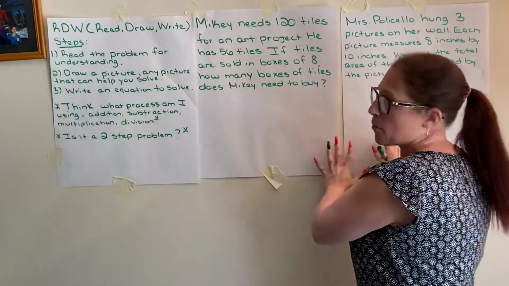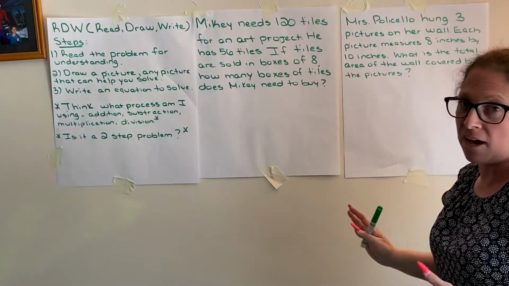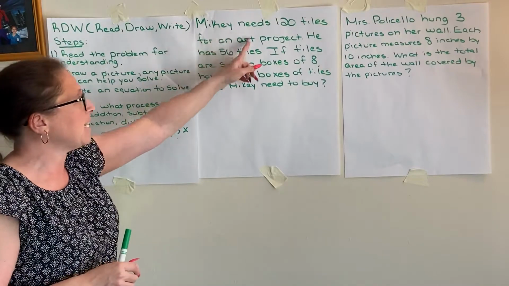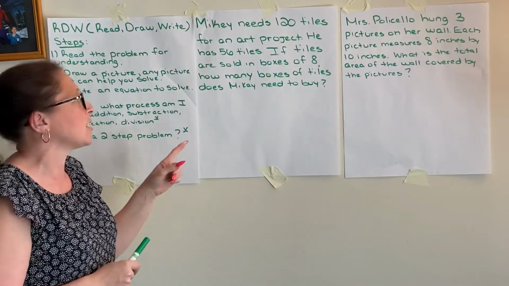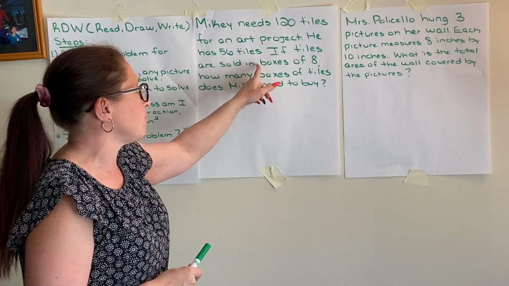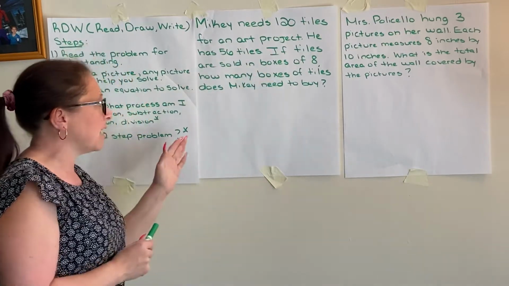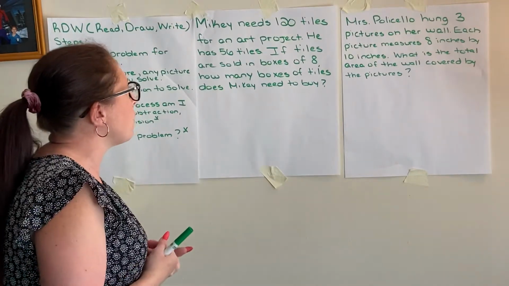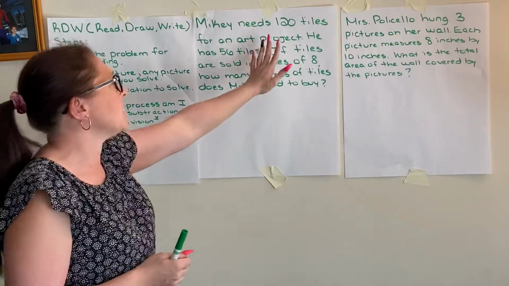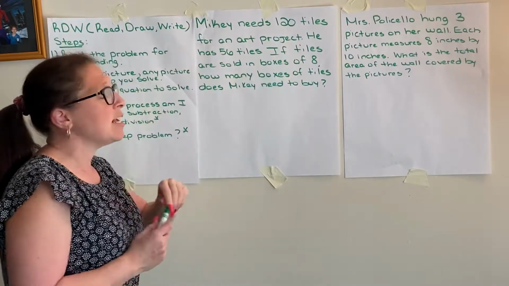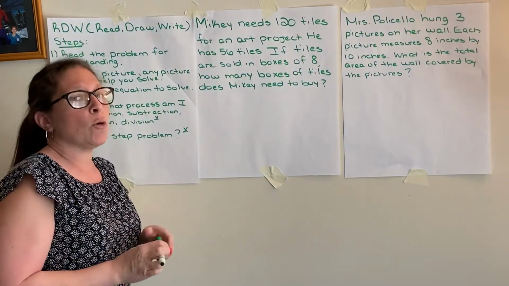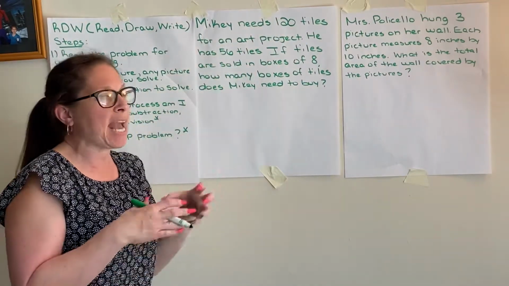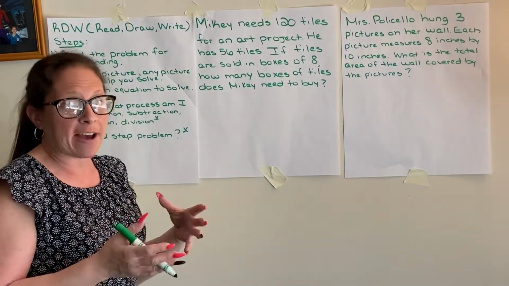So I set up 2 problems that we're going to take a look at together to solve. Let me just switch sides so it's a little easier to write. So the first problem says, Mikey needs 120 tiles for an art project. He has 56 tiles. If tiles are sold in boxes of 8, how many boxes of tiles does Mikey need to buy? So the first step we want to do is, we know he needs 120 tiles in total, okay? He has 56 already. So we know we're going to have to subtract our 56 from our 120 to see how many tiles then are left, okay?